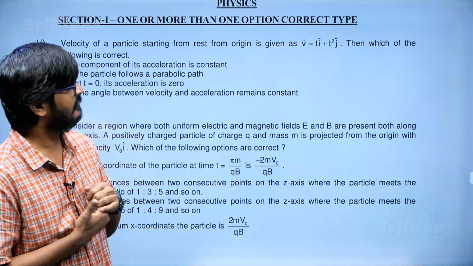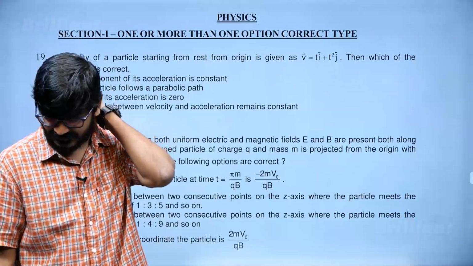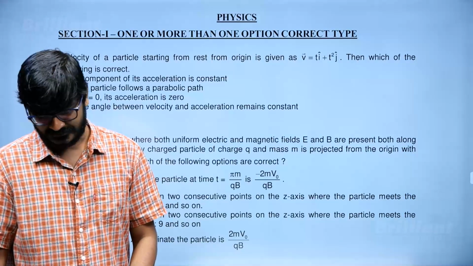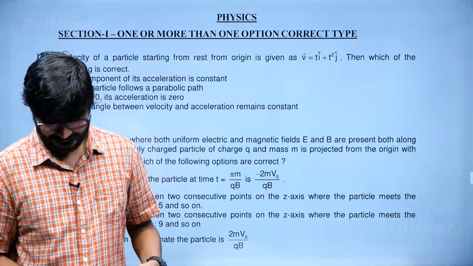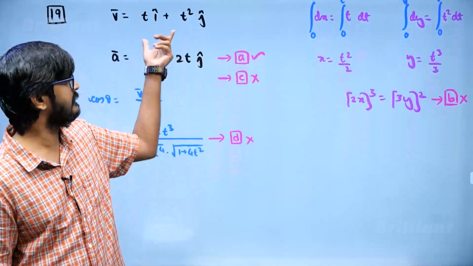Okay kids, we will be going with the second paper. You can look at the question. Velocity of a particle starting from rest is given. Then which of the following is correct, right? So we can see, velocity is given. If you want to find acceleration, you need to differentiate it. You will be getting this much.